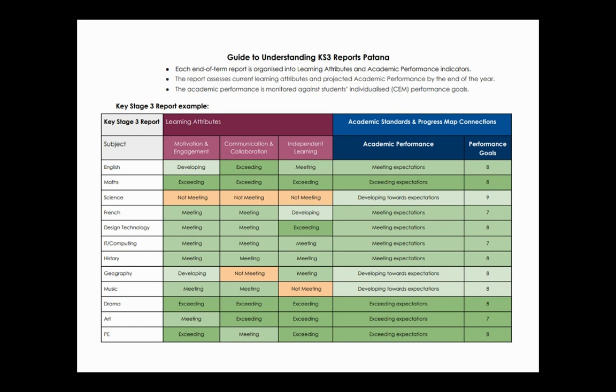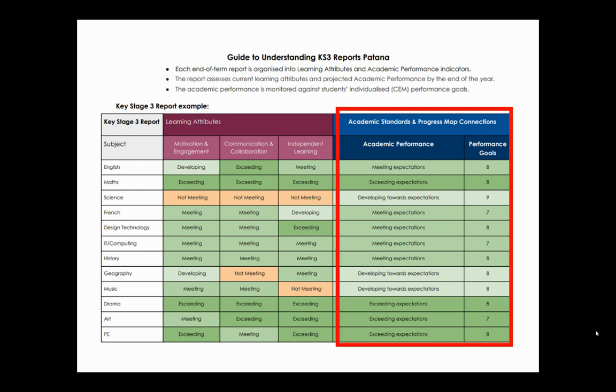This video is intended to help you understand how we report academic standards for students in Year 7, Year 8 and Year 9. The report is designed to offer a snapshot of student performance by presenting the headline information on a single page, in a clear, easy-to-understand format. We report the academic standards in the columns furthest right, shown here.